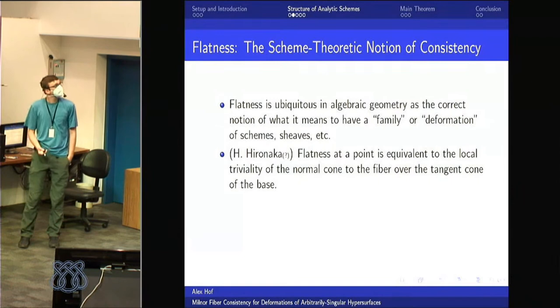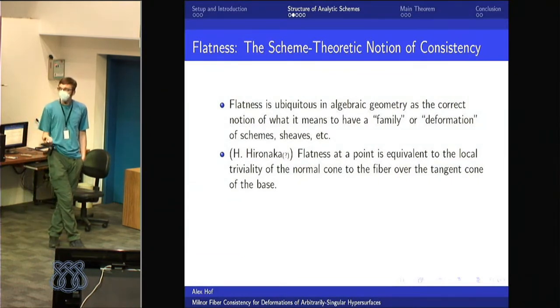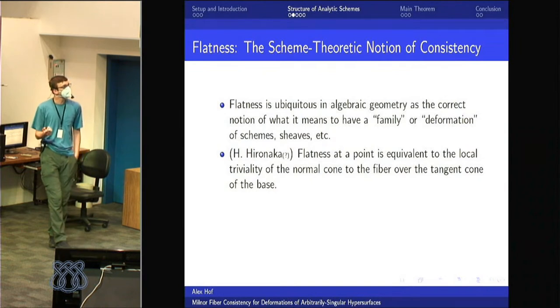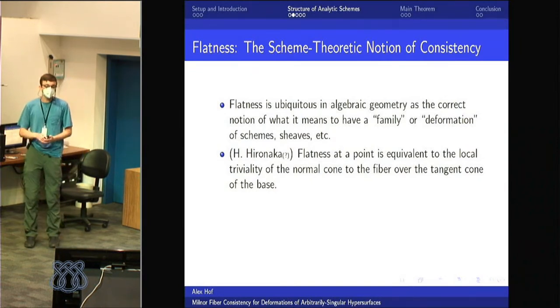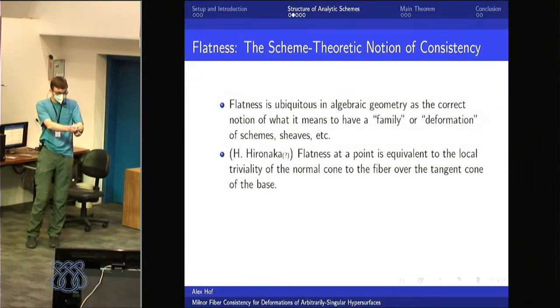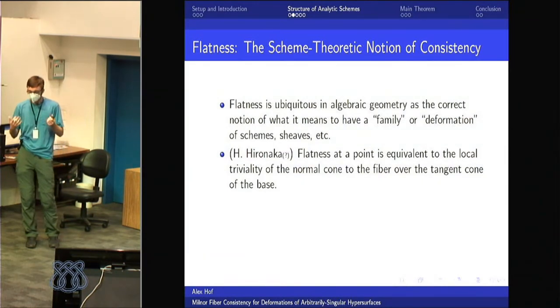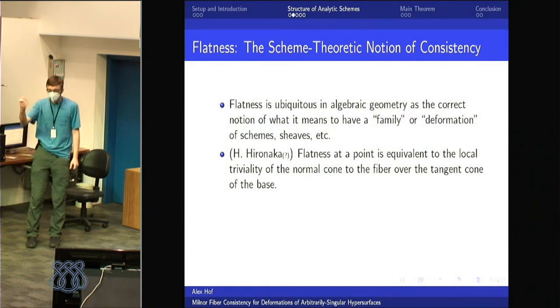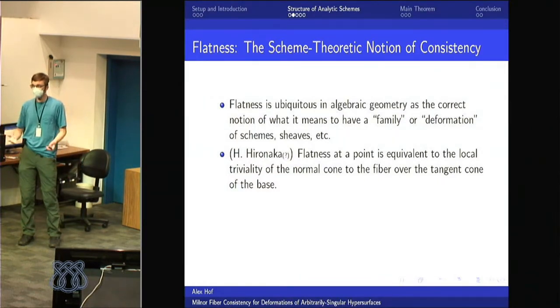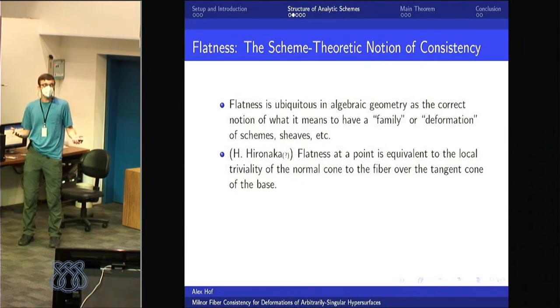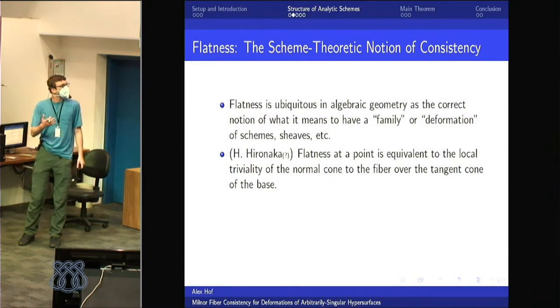But it's not actually too difficult to show that flatness at a point is equivalent to the local triviality of the normal cone to the fiber over the tangent cone to the base. You look at whatever point in the target you want, you look at the fiber over that, and you straighten things out in directions perpendicular to this, and what you should end up with is just a product. This is equivalent to flatness, and we've talked a little about tangent cones in some of the lectures here, and this is very much the same construction, but with the normal bundle instead of the tangent space. It's that kind of geometric idea.